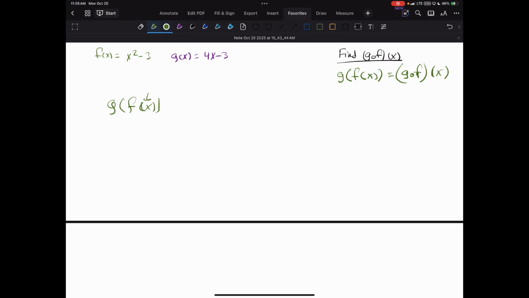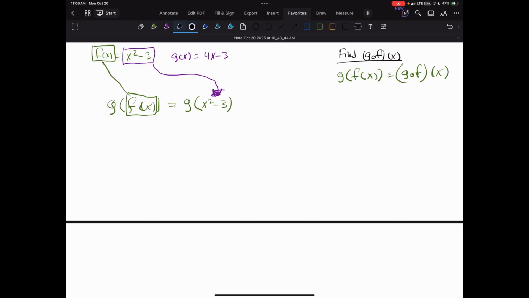This is my input. It's my input to f of x. F of x is the same thing as f of x, but that is the same thing, because of this equal sign, as x squared minus 3. And so I can rewrite this as g of, and then put that in for the input. Put the x squared minus 3 in for the input of my g of x.